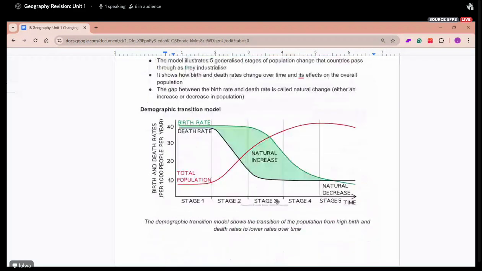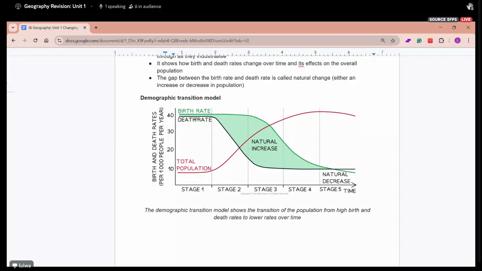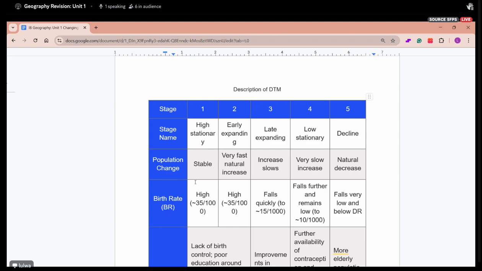Which is population distribution. So you have the demographic transition models, the DTMs, and this is how it usually looks like. As you can see, there is 3 curves. You have the birth rate, you have the death rate, and you have the total population curve. And these show the transition of the population from high birth and high death rates to lower and more stable rates over time. And so there are 5 stages over here, as you can see.